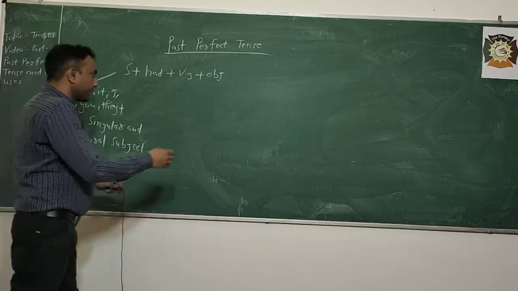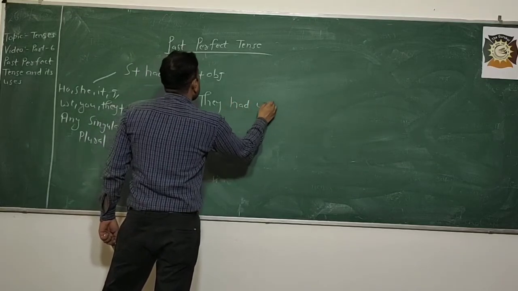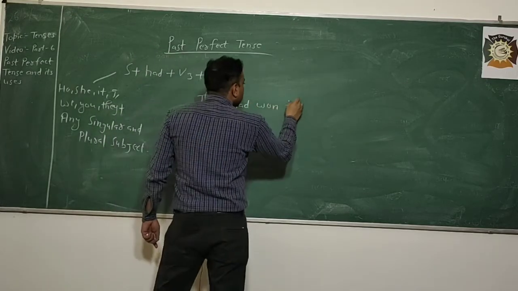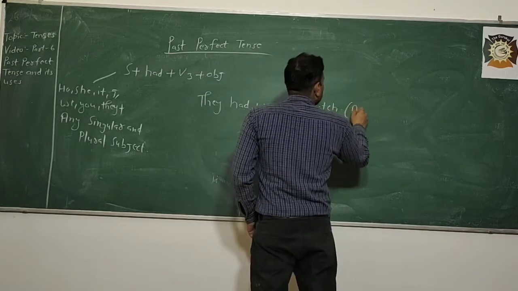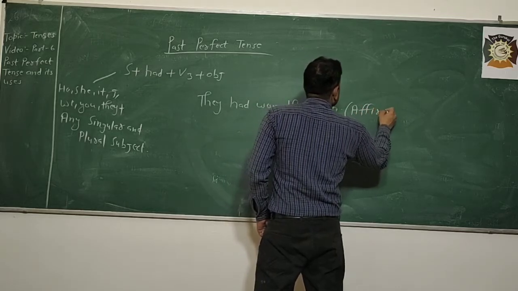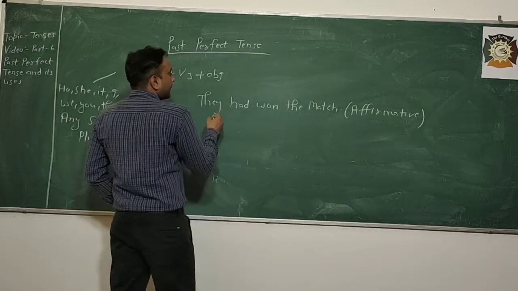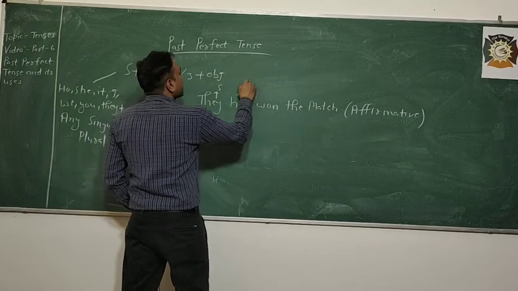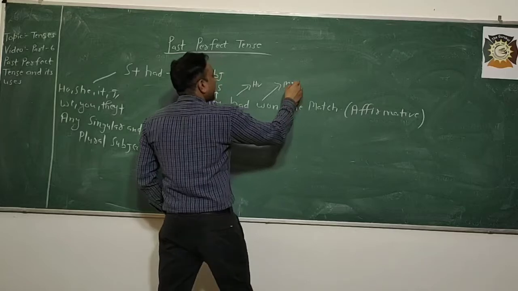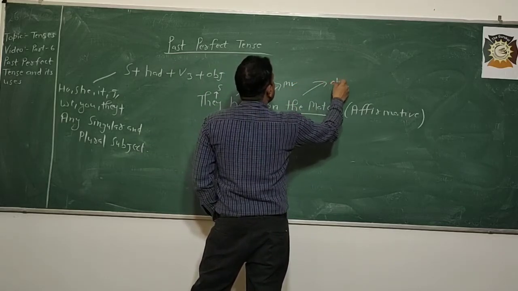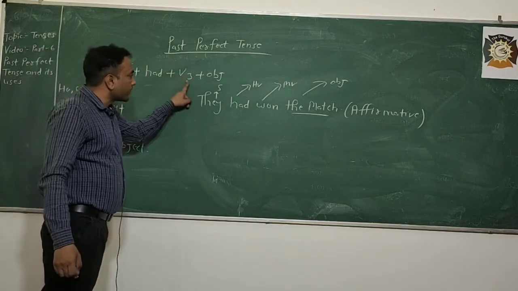If I say, they had won the match, this is an affirmative sentence. This they is the subject, had is the helping verb, won is the main verb, and the match is the object. So what's the structure formula? Subject plus had plus V3 plus object.